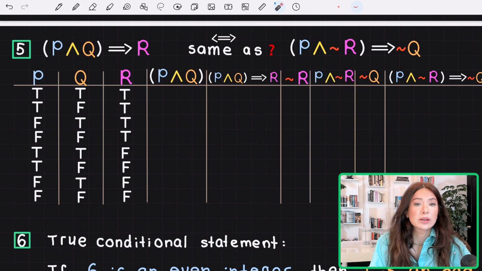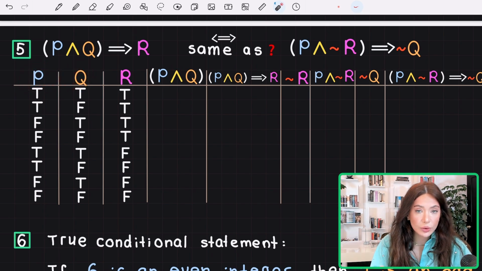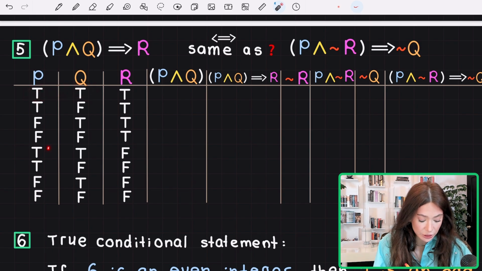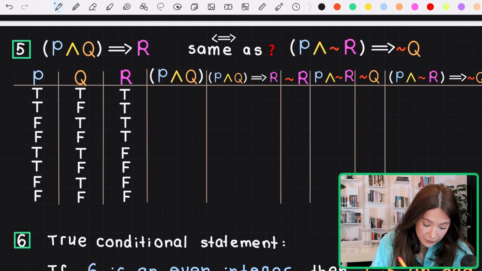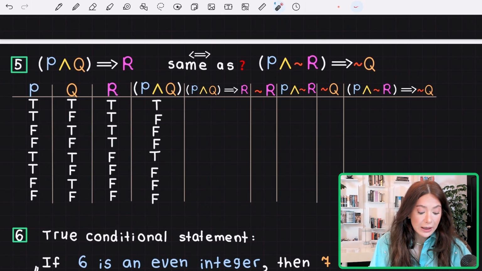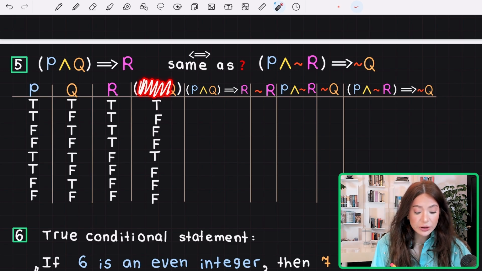The first one asks us to come up with P and Q, the conjunction. This is "and," right? So for P and Q, I know that it is true only when both of them are true. So it's true in the first row, it's true in the fifth row, and that's it. So I'm first going to write where it is true. Okay, there.